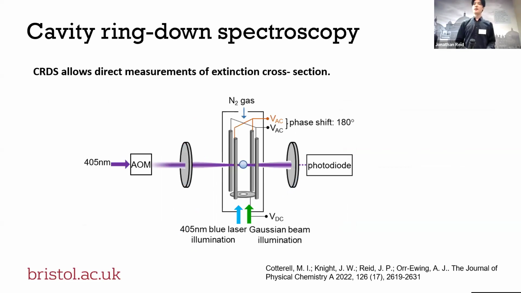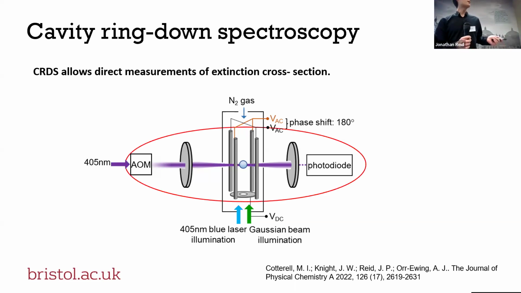We use cavity ring-down spectroscopy to determine if the photochemical reaction is occurring. Cavity ring-down spectroscopy is an ultra-sensitive technique capable of directly measuring the extinction cross-section of an individual particle. And this schematic shows a linear electrodynamic quadrupole, which should levitate a single light-absorbing or non-absorbing particle for a long time. And the part marked by this red circle is an optical cavity, which consists of two highly reflective mirrors.